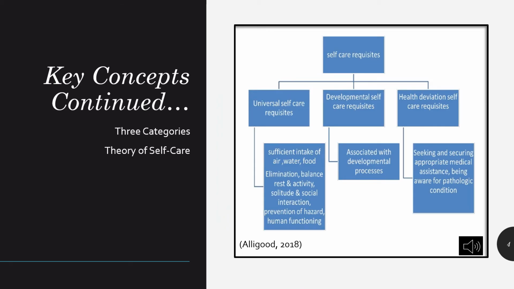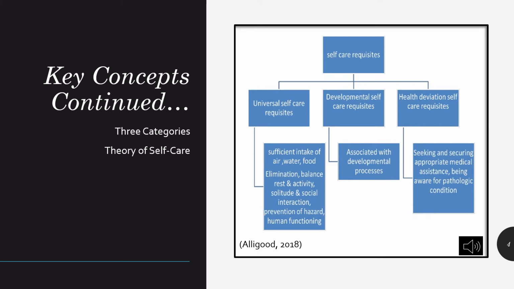Key concepts continued. Out of the three interrelated categories of Orem's model of nursing, the first one I'm going to talk about is theory of self-care. This entails self-care requisites. The first one is universal self-care requisites. These are the activities an individual will initiate and perform on their own to maintain their life, health, and well-being. These include sufficient intake of air, water, and food, elimination, rest and activity, and human functioning.